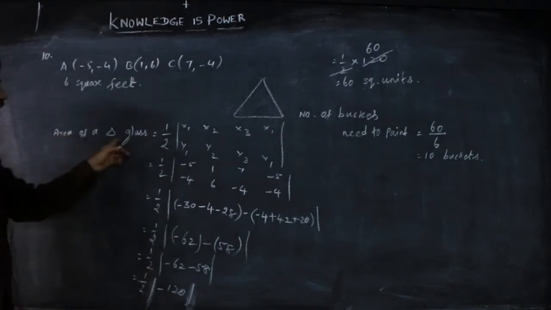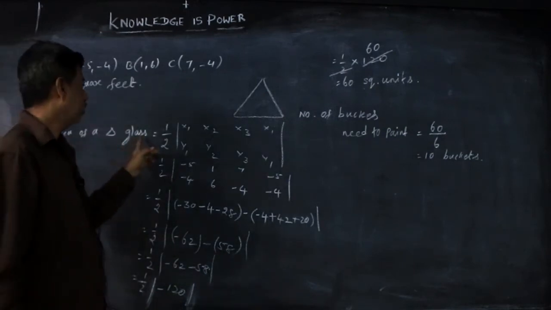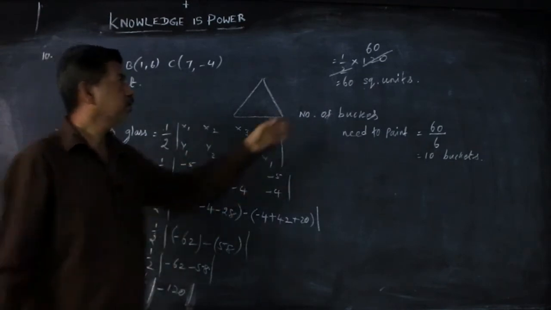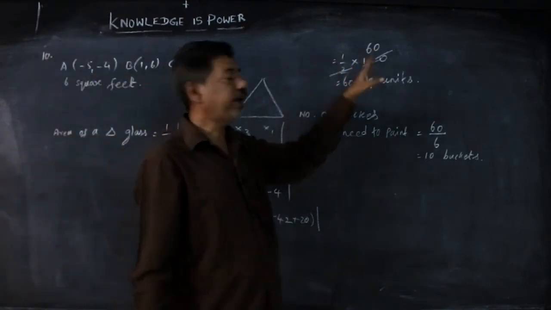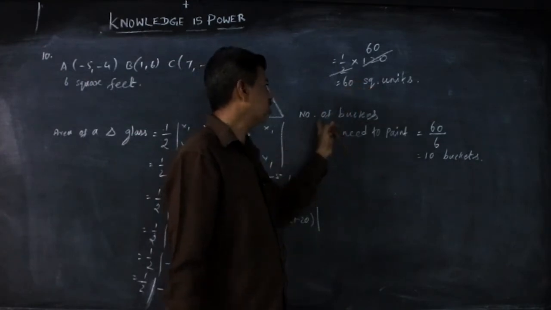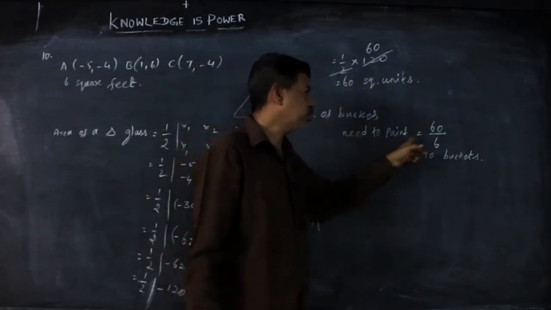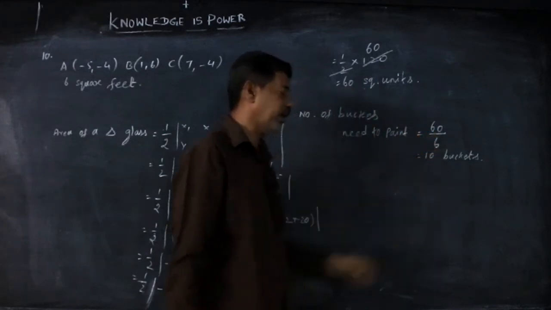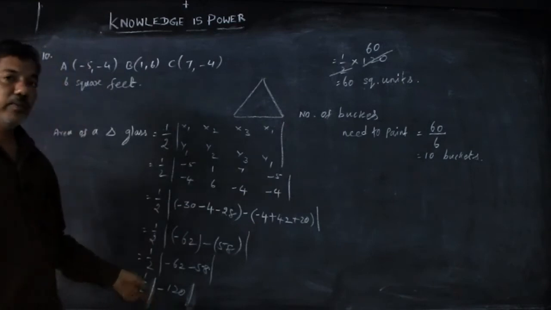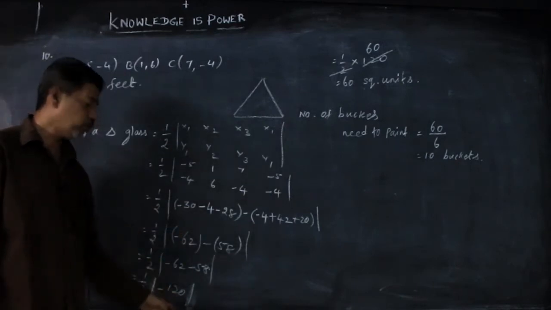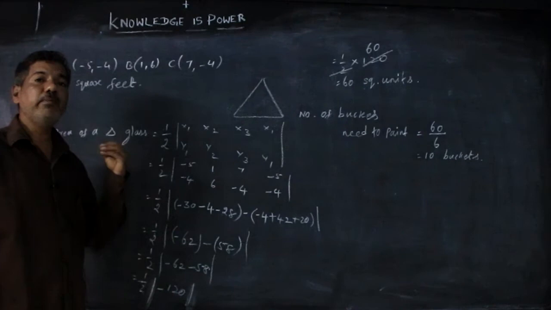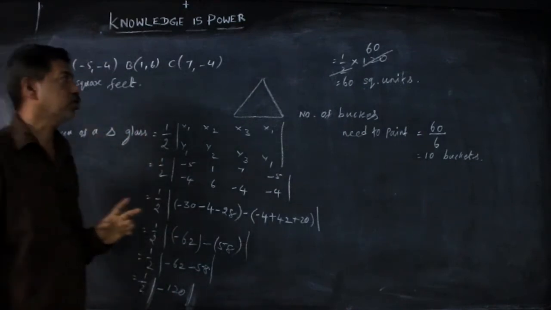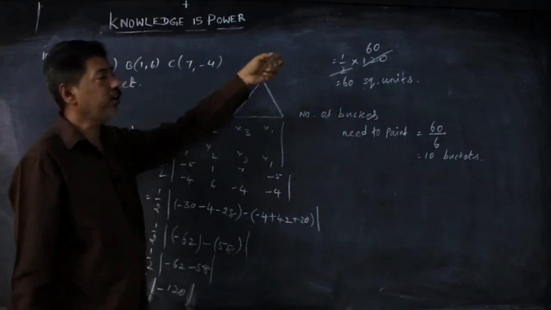So as usual, area of a triangle is half equal to the usual formula, substitute the values and get the answer. This and all, we have already done so many sums. The only difference is the number of buckets needed to paint. You have to find out what answer you are getting. Take it out: 60 by 6 equal to 10. We will get a negative value. I already told, since it is put as mod, the negative value in square units will become positive. That's why I wrote here 120, it will be 60.